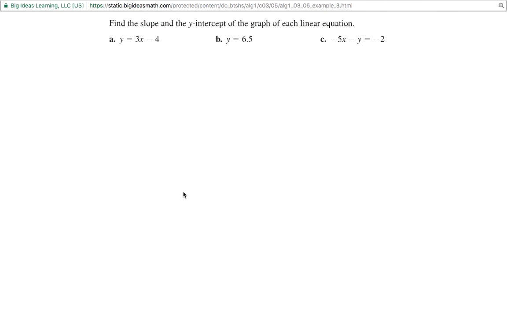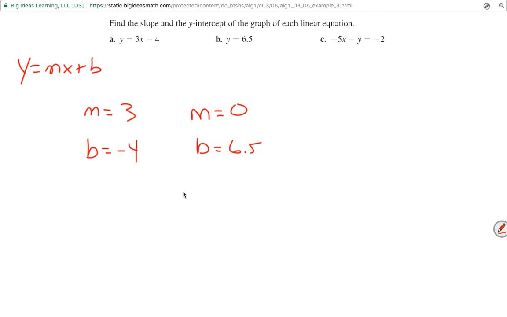All right, find the slope and y-intercept. So just looking at the form, what's the slope of letter A? Again, use your form, y equals mx plus b. What's the slope? m is equal to 3. The y-intercept b is negative 4. Letter B, what's the slope? Give me a hint. If you don't see anything, it's zero. 0. Okay. And what's the y-intercept? 6.5, which makes sense. It's going to be a horizontal line at 6.5.